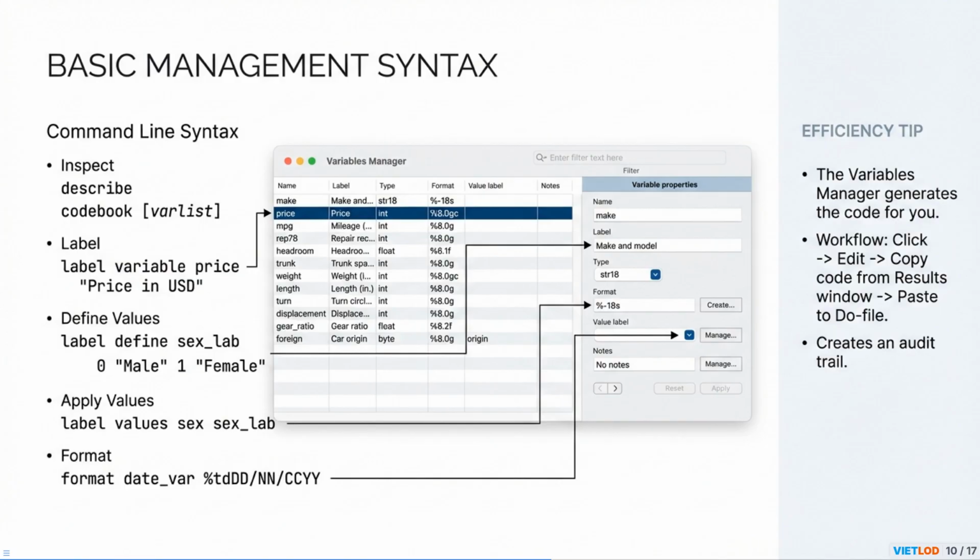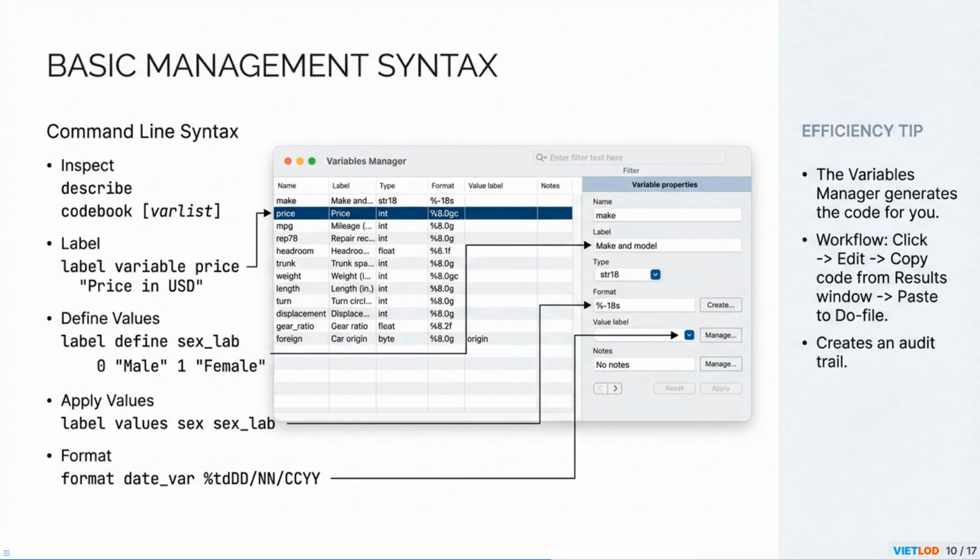To manage variables, you can use several key commands. For inspection, describe gives a summary of variable properties, while codebook provides more detail. To add a description to a variable, use label variable. For instance, label variable price "in USD". To create mappings for categorical data, you first define the label set with label define, such as label define sex_lab 0 male, 1 female. Then you apply that label set to a variable using label values. For example, label values sex sex_lab.